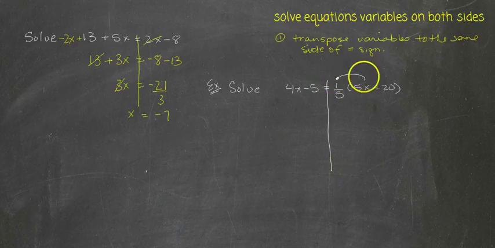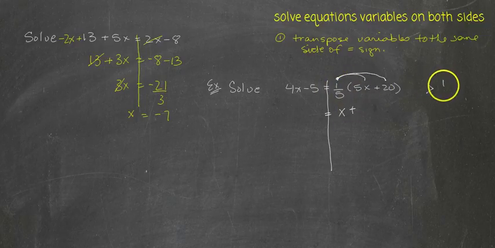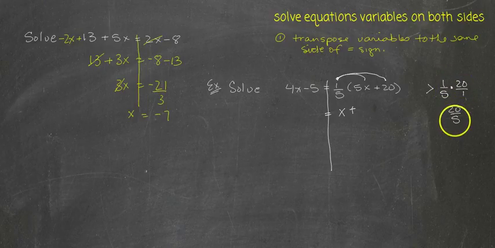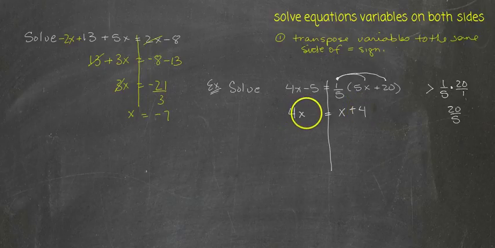So 1/5 times 5x equals 1x, because 5 times 1/5 times 5 equals 1, and x just equals x. And then 1/5 times 20, well, let's look at the signs first. Plus and a plus is a plus. And 1/5 times 20 is just the same thing as 20 divided by 5, but that equals 4. And then on the other side I have a 4x minus 5.